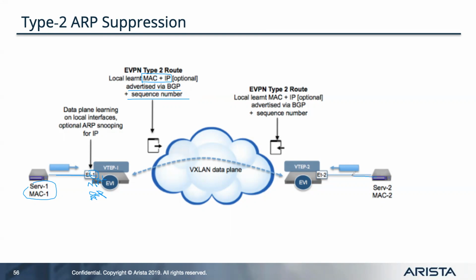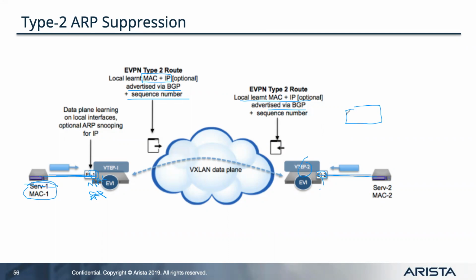Similarly, as soon as server 2 with MAC 2 communicates, we learn MAC and ARP locally here, and that will also create a MAC and IP type 2 route, and it will also advertise to all other VTAPs through BGP EVPN. So the advantage of this is that you are suppressing ARP, because as soon as this guy has communicated, you are already sending that ARP information to all the other VTAPs. So all the other VTAPs in the network know what the ARP is for this server 1.